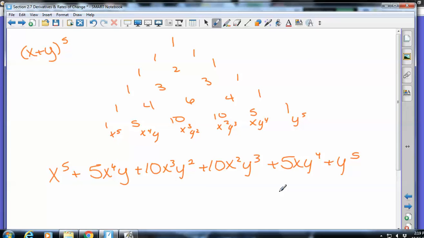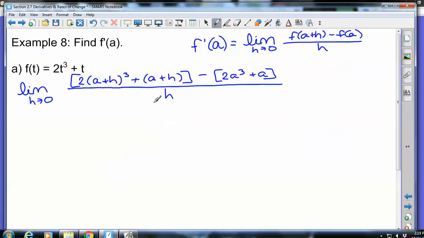Same answer if you want to FOIL them, but whatever power you throw in is how many rows you come out with. Does that make sense? Okay, so anyway, that was a big detour.